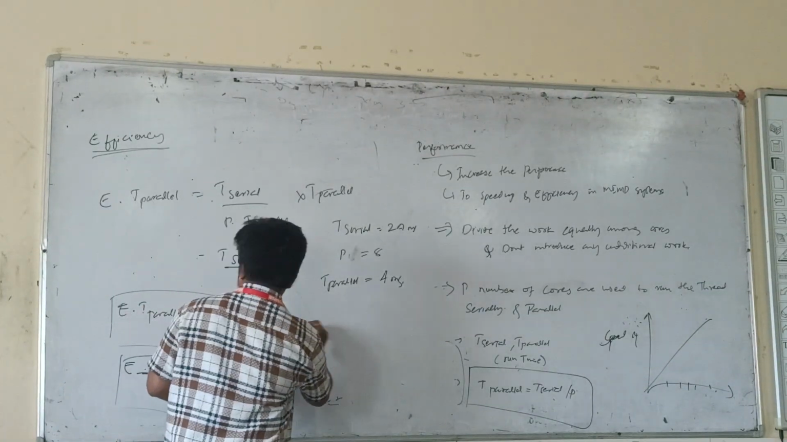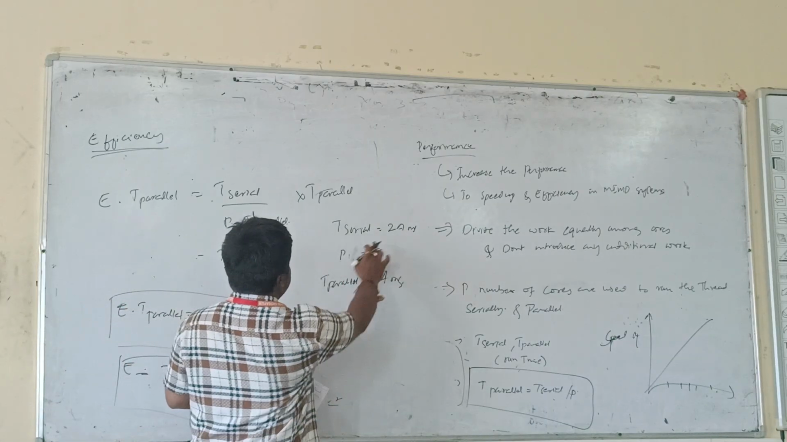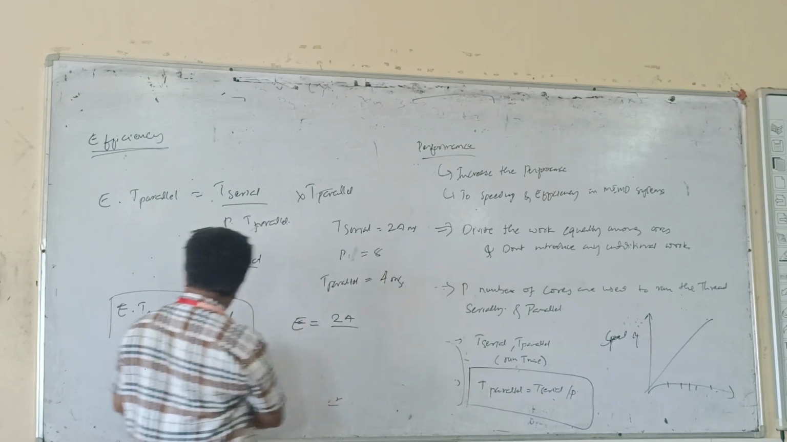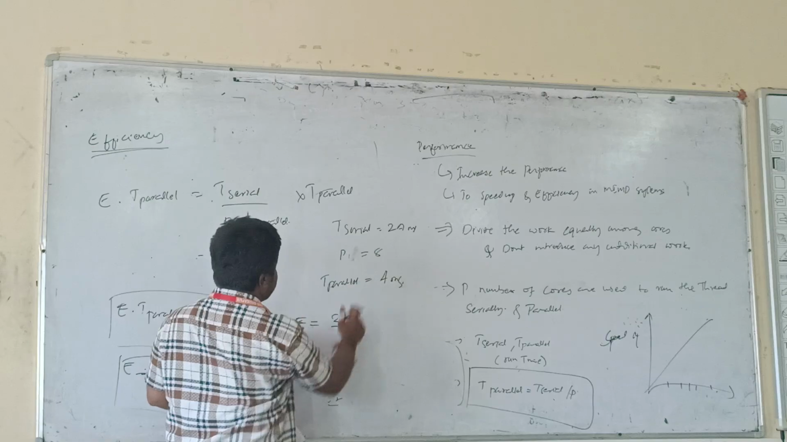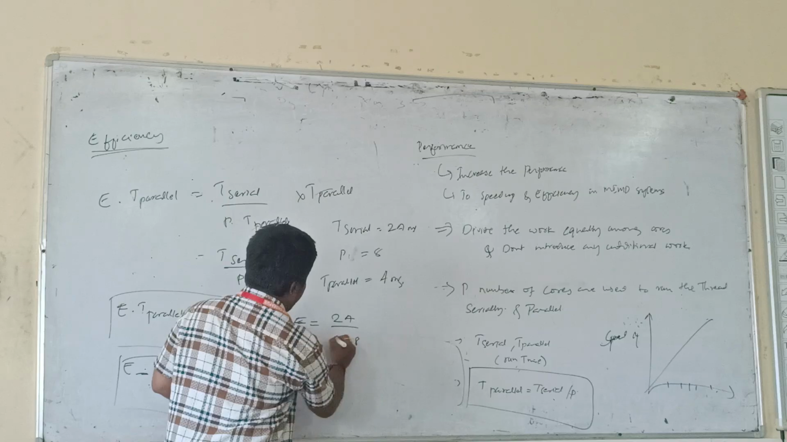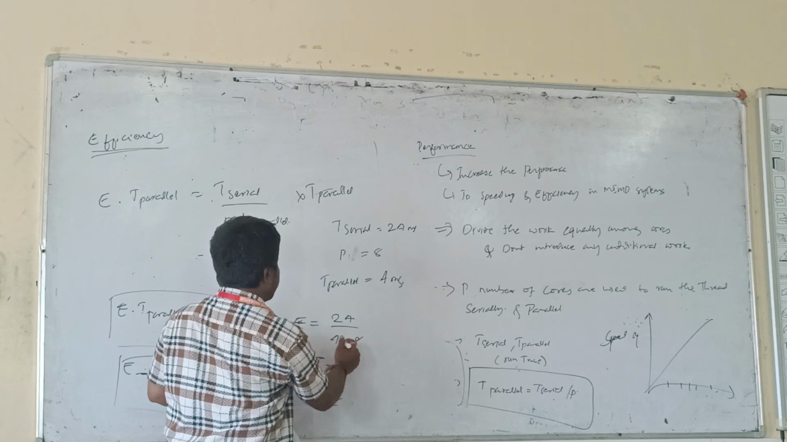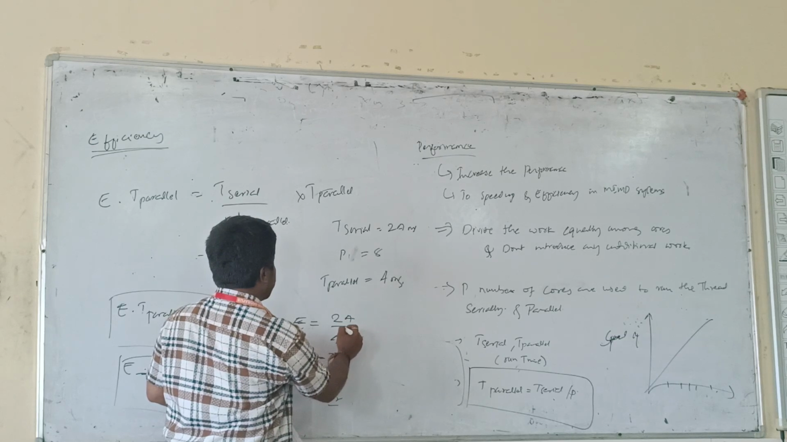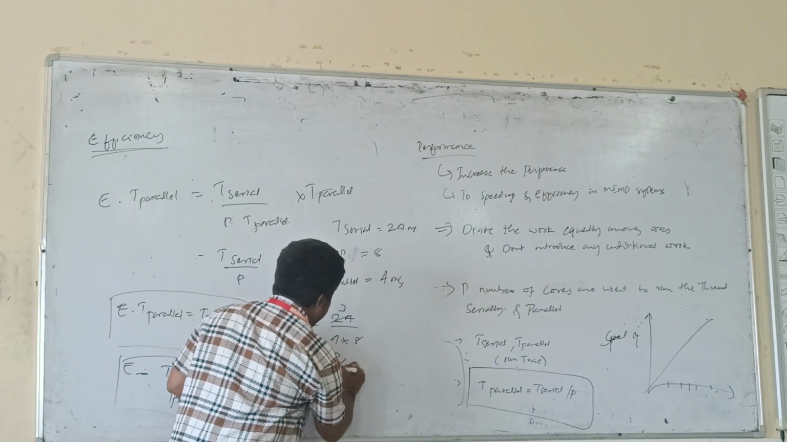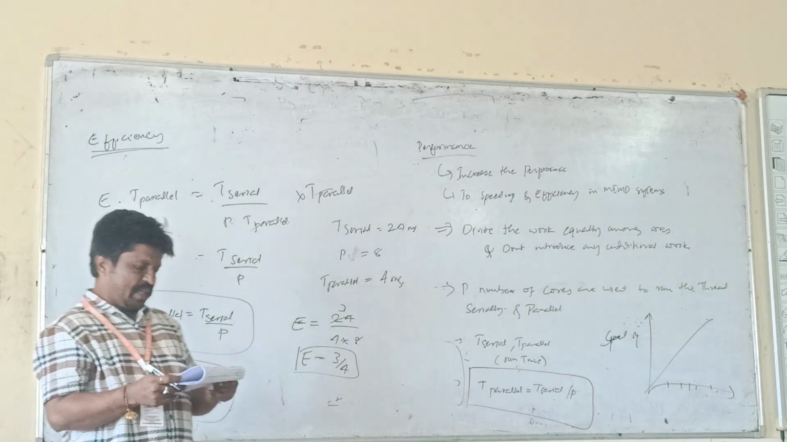Efficiency equals T serial, 24 milliseconds, by T parallel, 4, with P being 8. Cancel the 4 against the 24 and we get 8 times 3 over 8, which is 3 by 4. Efficiency is 3 by 4.